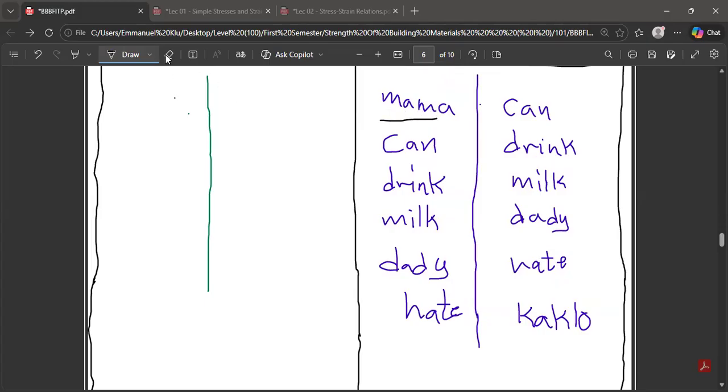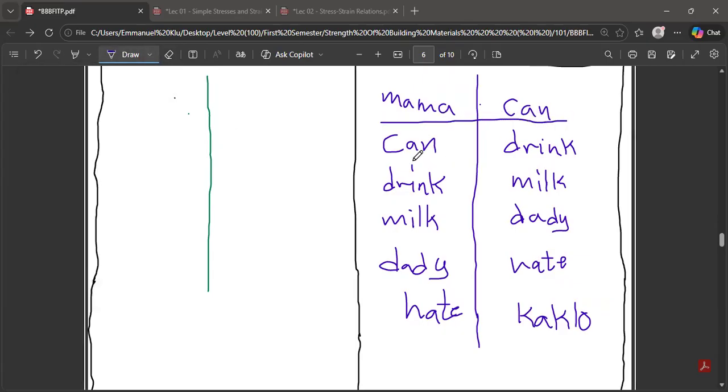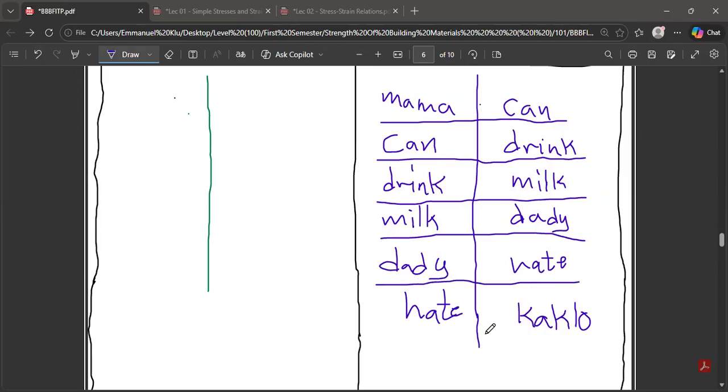So this is the song I'm talking about. Mama can drink milk. Daddy hates kakulo. On the other side, we say can drink milk. Daddy hates kakulo. So I'm just dividing all of this for a purpose, as you are seeing over here.